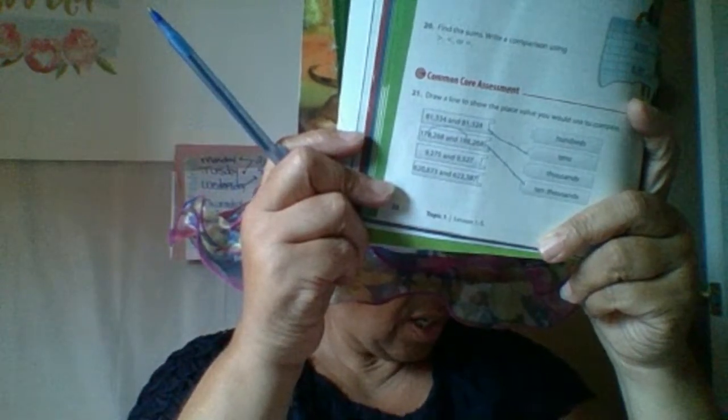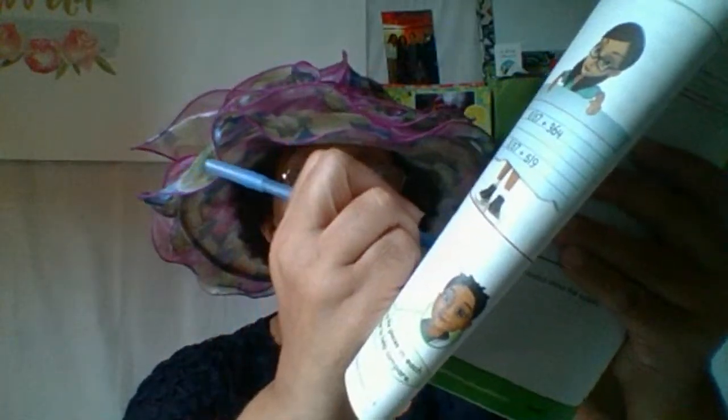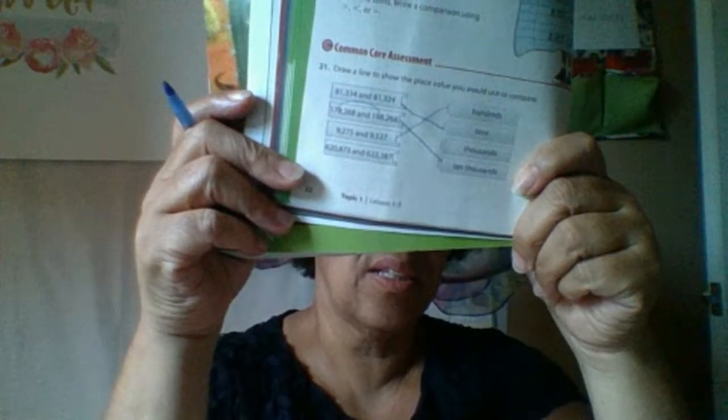The next one is 9,275 compared to 9,526. We see the nines are the same. Then we come to the two and the five, and we see that they're different. So that's in what place? That is in the hundreds place. So that's in the hundreds place.